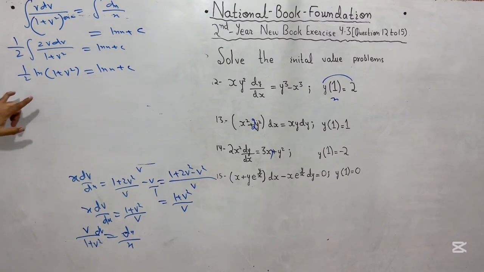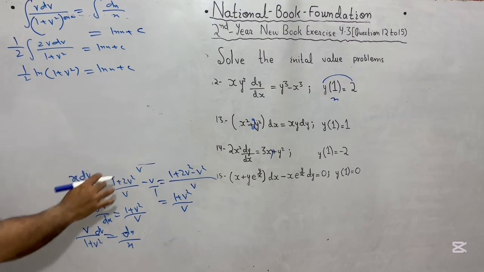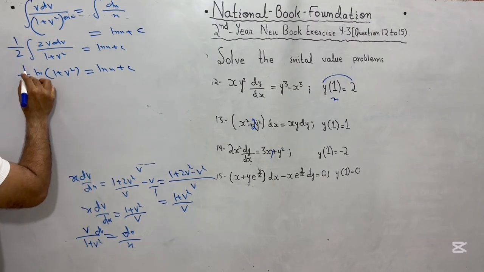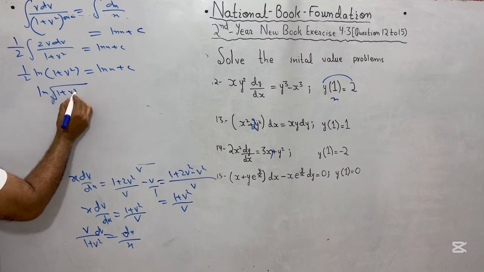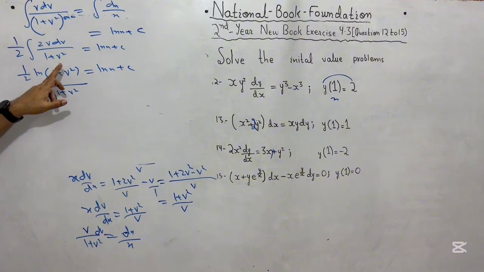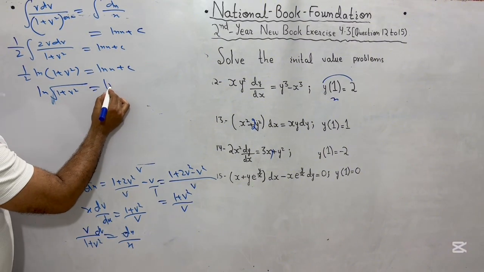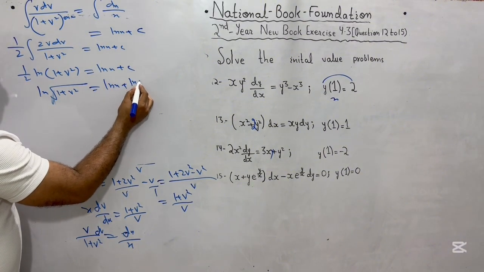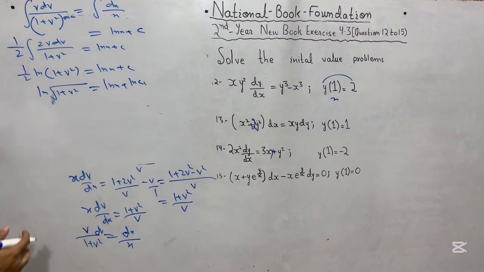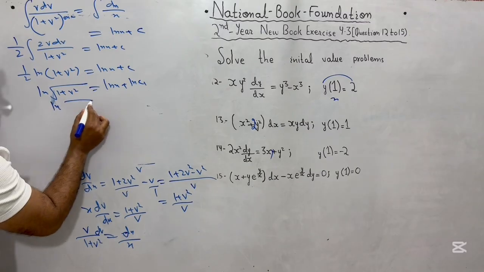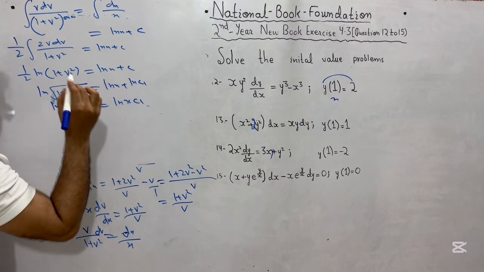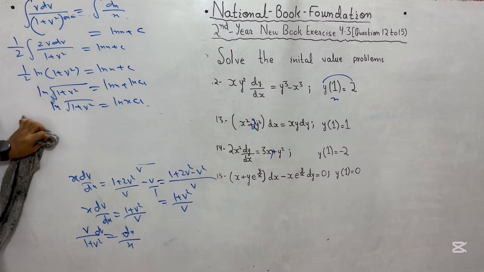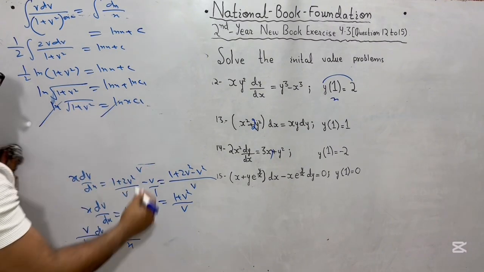Look here, ln, just fix the constant as ln. By a tiny property of log, it will become ln 1 plus v square under root, meaning power 1 over 2. The coefficient can be converted to a power of the log. It is ln x. Let me introduce, instead of c, ln c1 as the constant. We can merge the logs and easily get rid of ln. ln 1 plus v square under root is ln x times c1. Okay, ln cancels, or taking e on both sides.